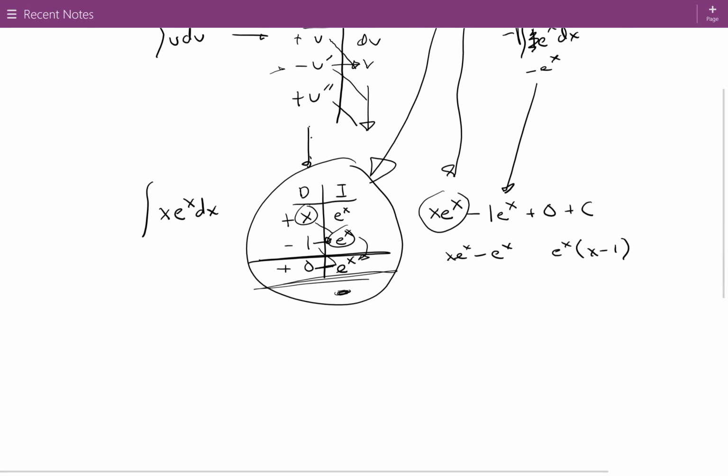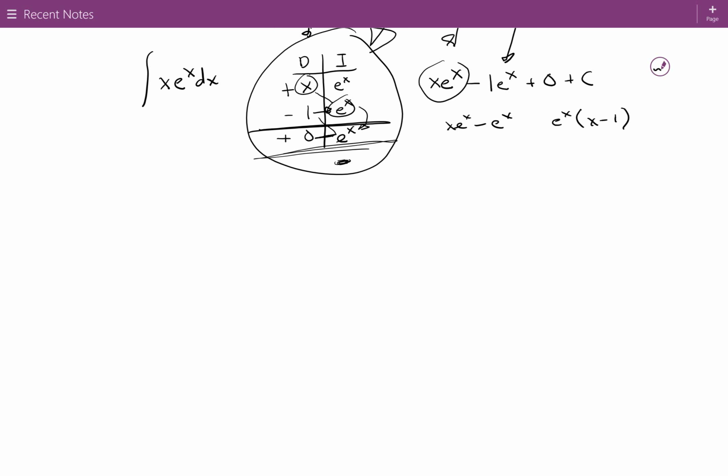Let's do another example. Integral of... What's good? I always like using e to the x because it's simple, but let's try something that's not... Well, I shouldn't do that yet. x squared e to the x dx. Also simple. D I, that just stands for derivatives and integrals, and x squared, e to the x.